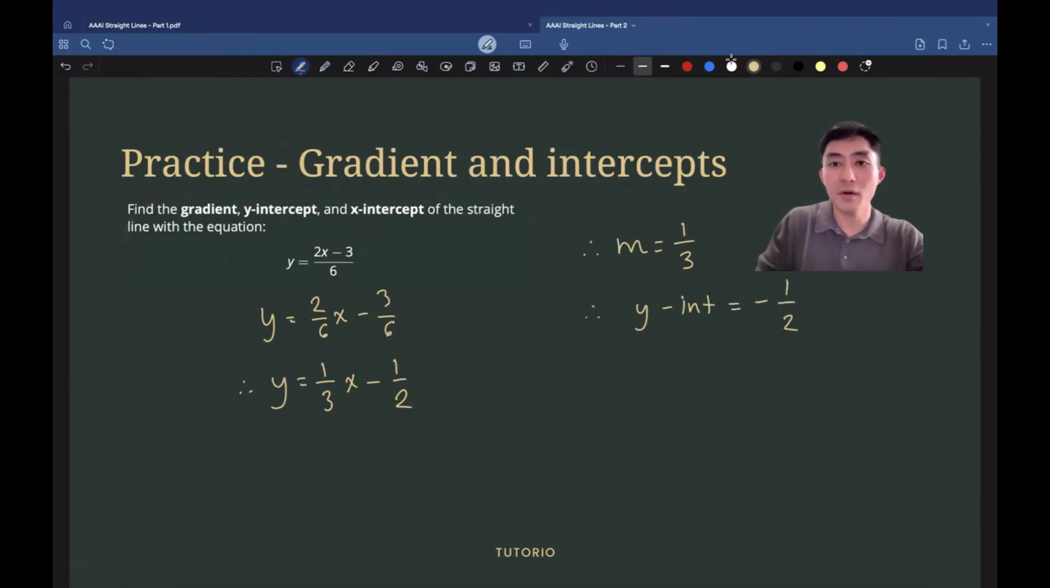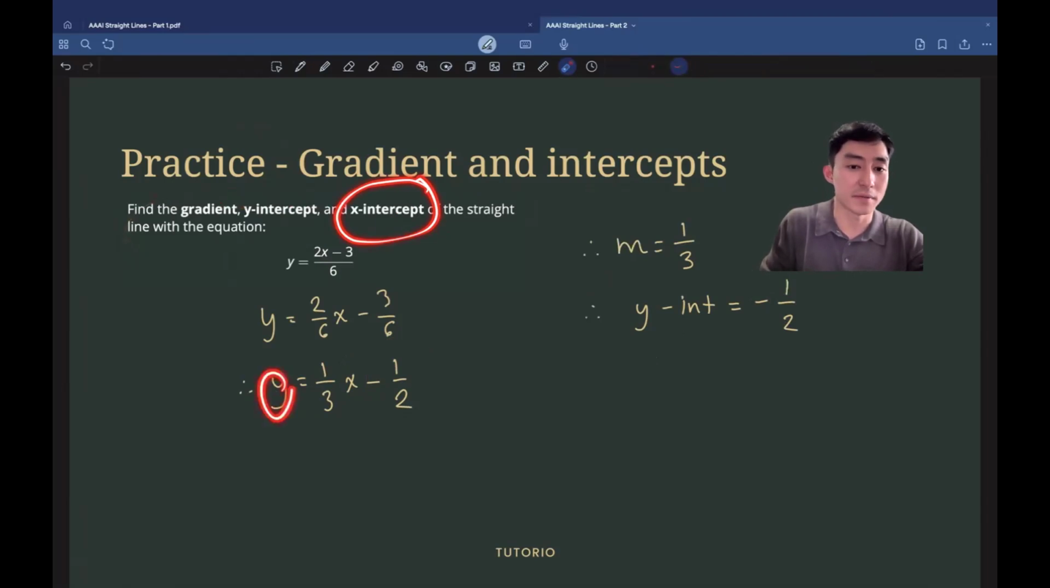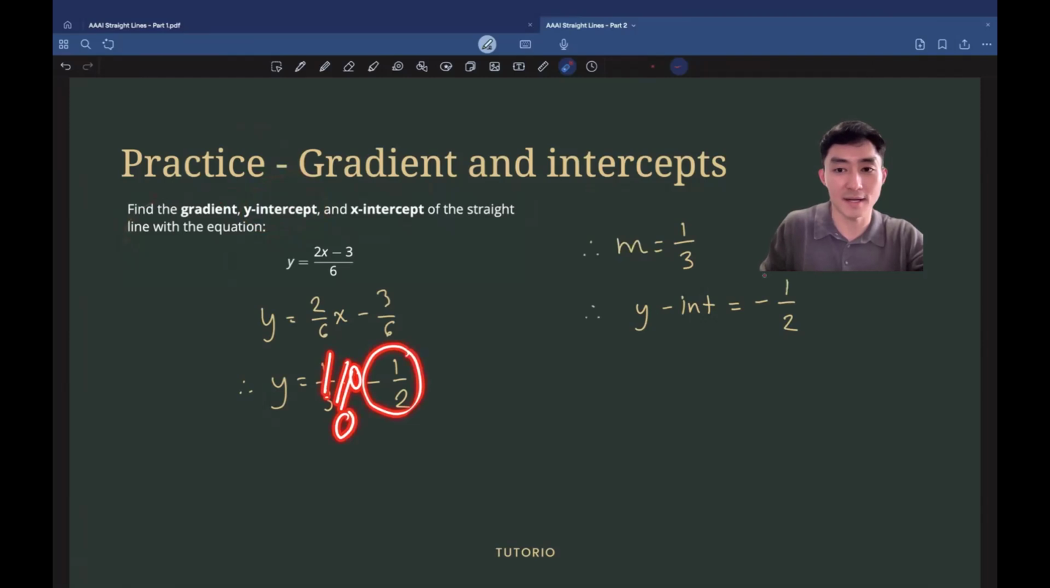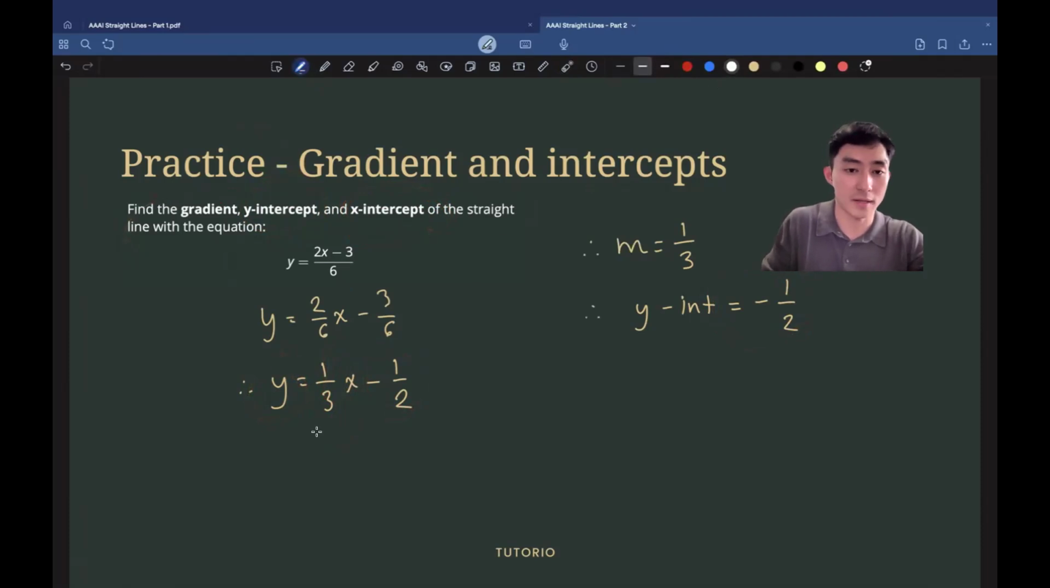Now, in order to get the x-intercept, what we need to do is solve for y equals 0. Take a look here. The y-intercept, you get it when x is 0. So you substitute x is 0. 0 times 1 over 3 is 0. 0 minus half is minus half. On the x-intercept, y equals 0. So we do that here.